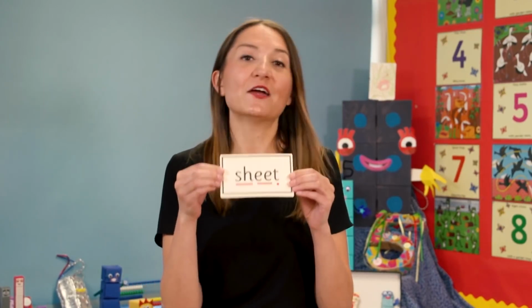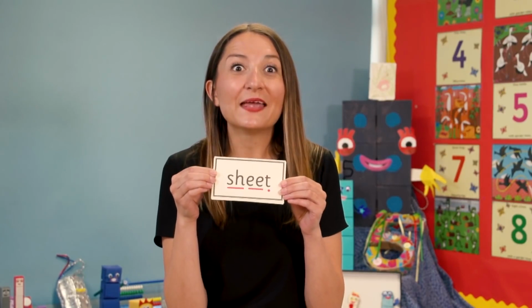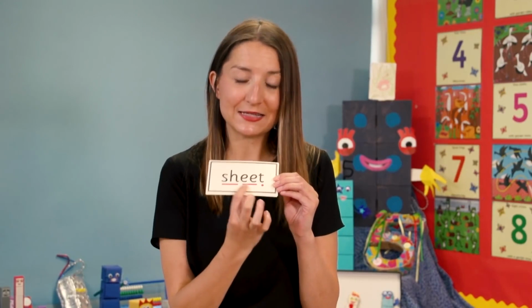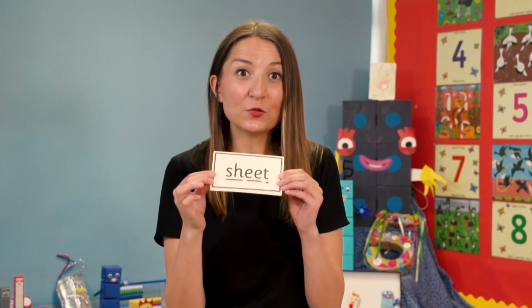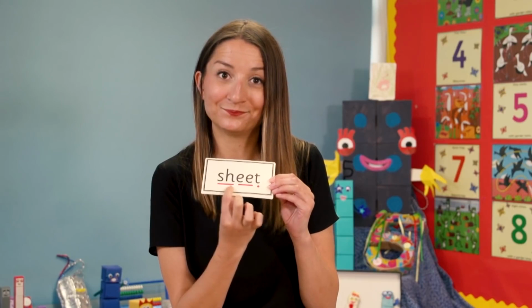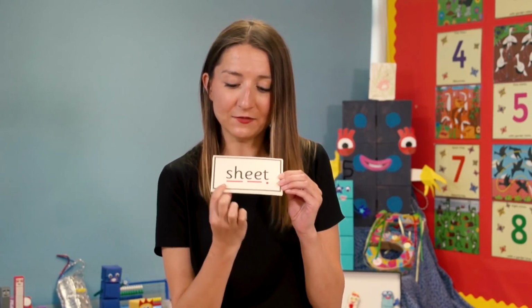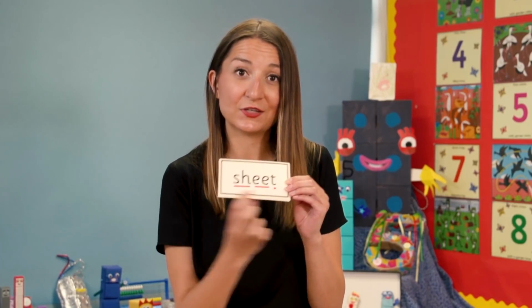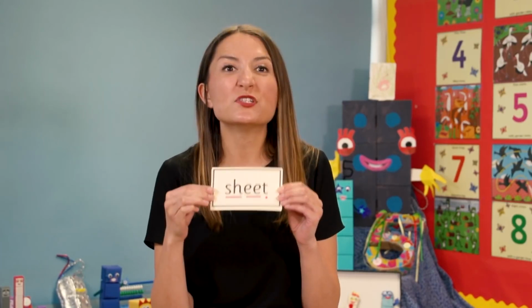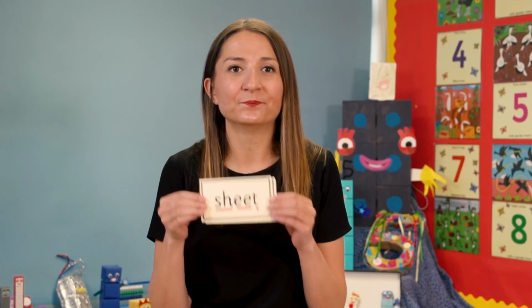Can you spot the digraphs? Yes, the digraphs are sh and ee. Your turn to sound talk it. My turn. Sh, e, t. Sheet. I put a sheet on the bed.